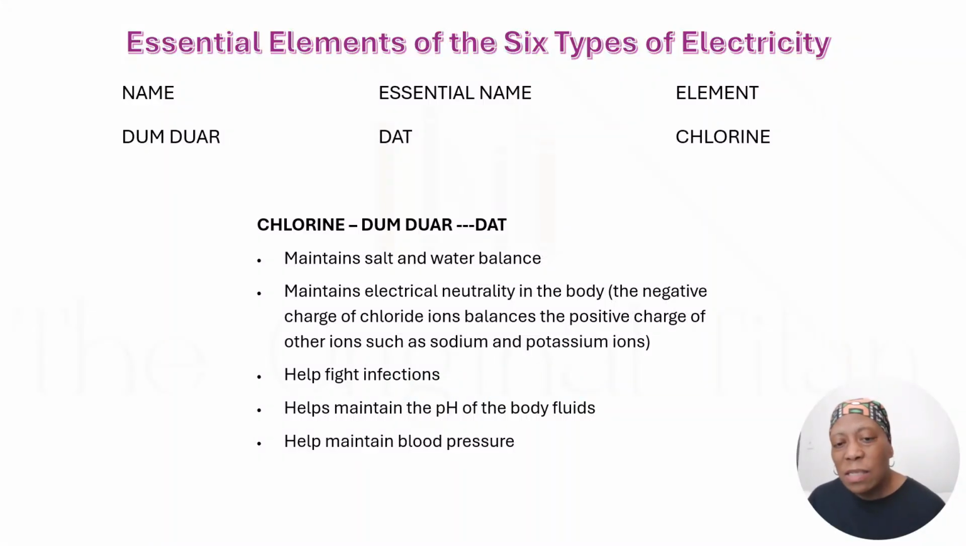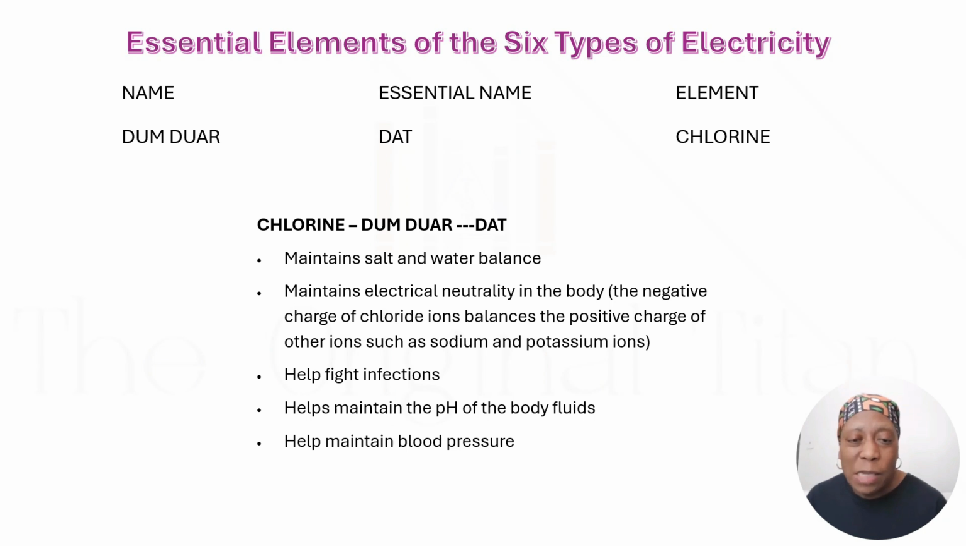And Dumdwar has an essence name called Dat, and this element is chlorine. Dumdwar and chlorine, to me, is very synchronistic in a way, because a lot of times when you think of flow, you think of not only just the light, the blue light, the flow, the receiving, you also think of water. You think of the fact that chlorine goes into water. We want to maintain the salt and water balance. That's important for Dumdwar. It's important for Sully.